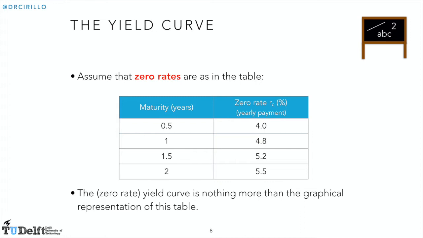The zero rate is the interest rate paid by a specific zero coupon bond over a given time horizon. Now, imagine that I'm in this setting. I have a certain number of maturities, and I express the maturities as it is convention in years. So I have 6 months, 0.5, 1 year, 1, 18 months, or 1.5 years, and 2 years.